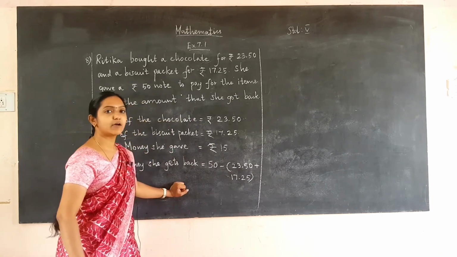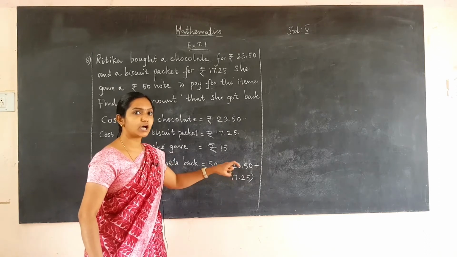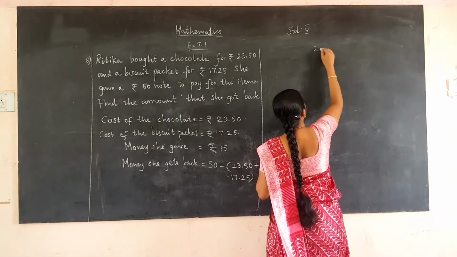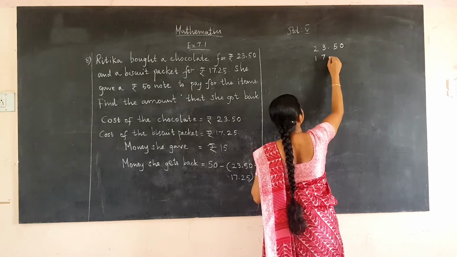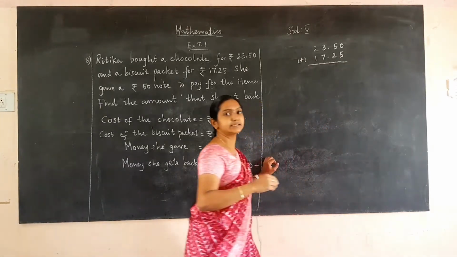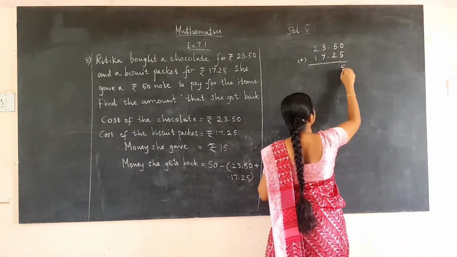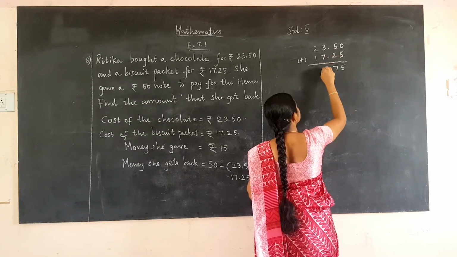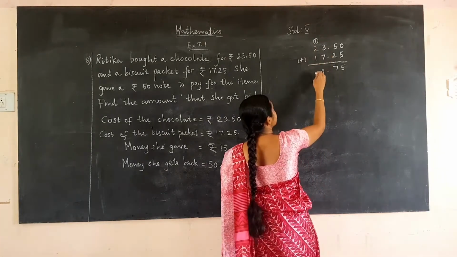The first step is we have to add 23.50 and 17.25. We have to subtract that amount from 50. So, first we are going to add 23.50 and 17.25. We can see that they are like decimals. So, we can add them. 0 plus 5 is 5, 5 plus 2 is 7, 7 plus 3 is 10. So, write 0 here and 1 is carried to next place. 2 plus 1 is 3, 3 plus 1 is 4.